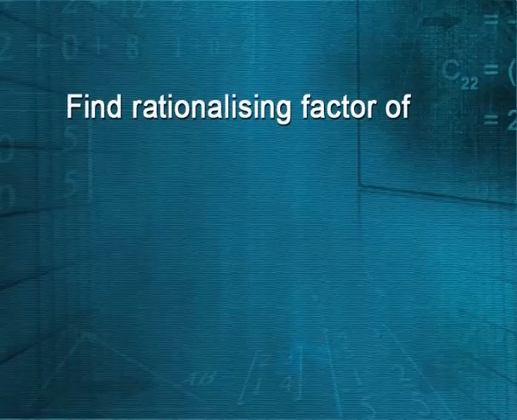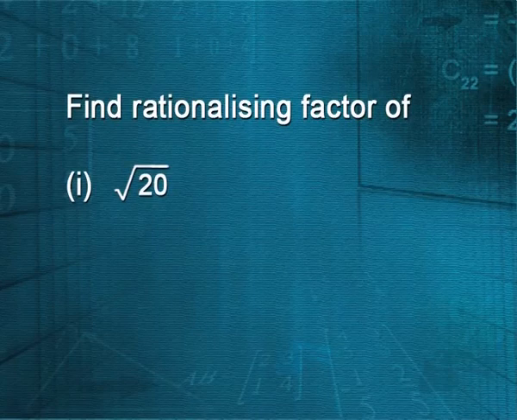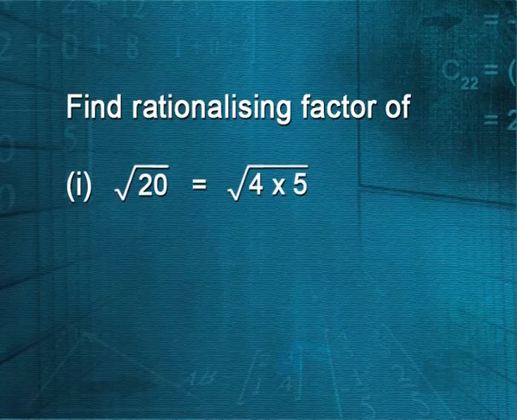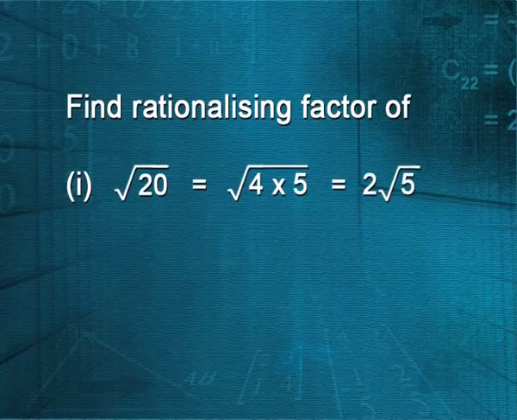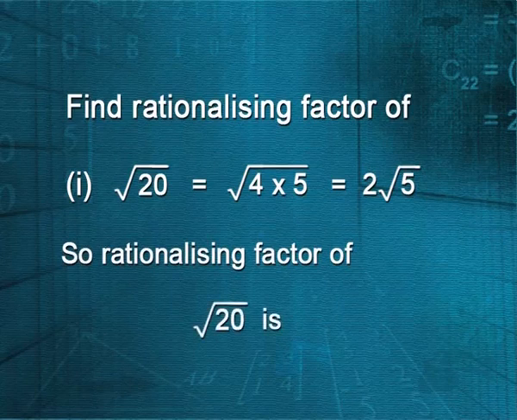Let us find the rationalizing factor of root 20. Root 20 can be written as root 4 into 5, and the square root of 4 is 2. So we can take 2 outside and we will get 2 root 5. So the rationalizing factor of root 20 is root 5, because when you multiply 2 root 5 by root 5, you will get 10. And what we have learned, that rationalization is the process of converting surds into rational numbers.